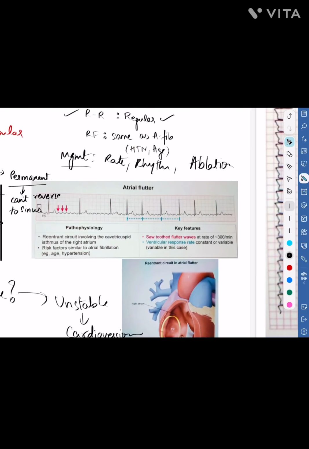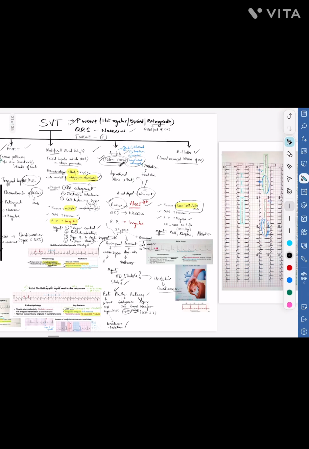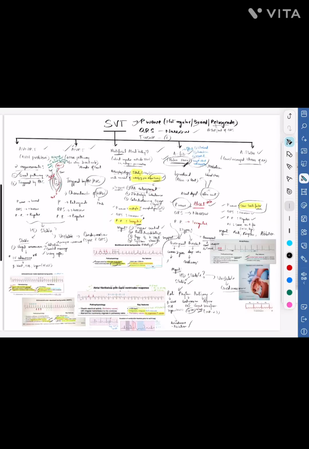So if you see the ECGs, the RR intervals may or may not be regular. Okay, so you have the flutter waves here, sawtooth flutter waves. RR is irregular. Here you have the cavo-tricuspid isthmus. Risk factors are similar. Sawtooth flutter, and ventricular response rate is constant or variable. That's all you have to remember about atrial flutter.